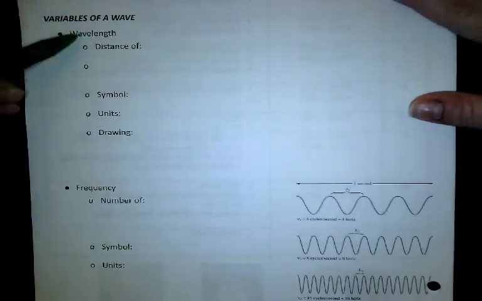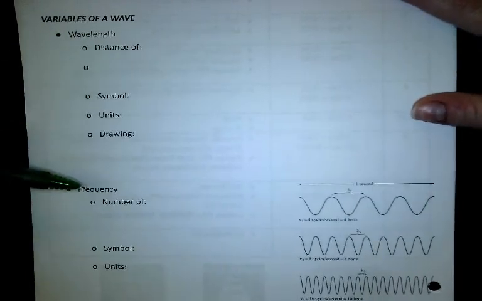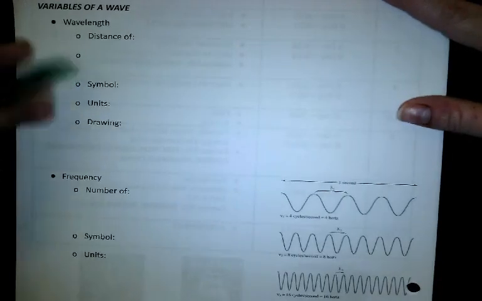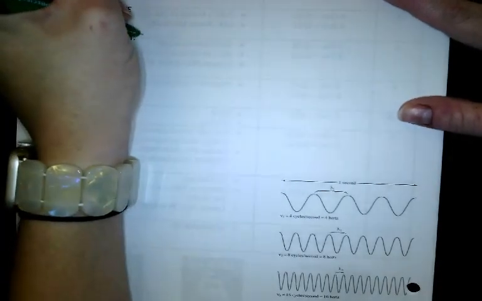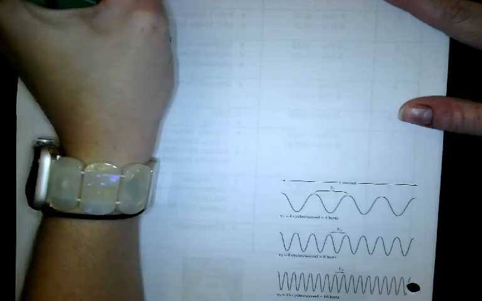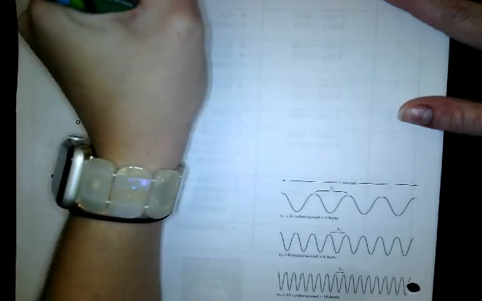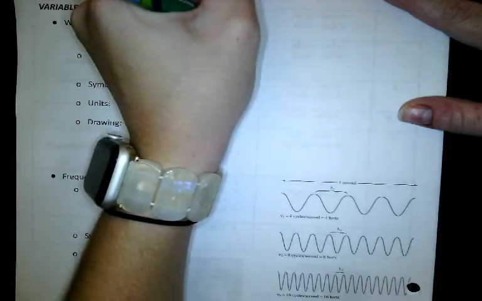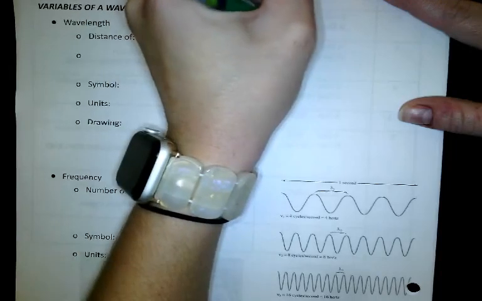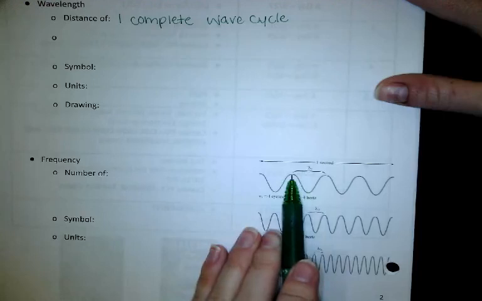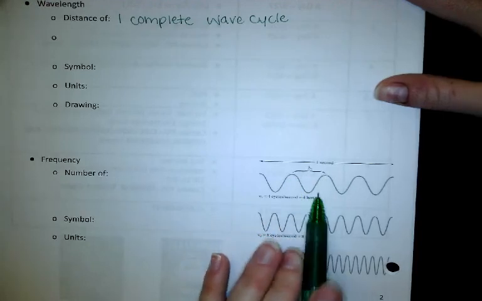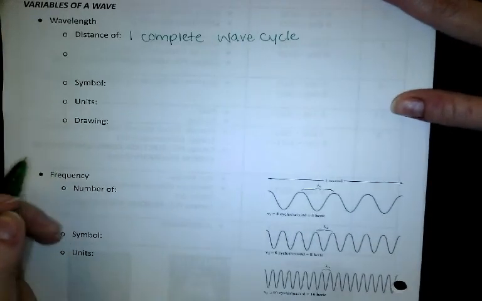Now, first, let's talk about how waves are measured. They're measured using wavelength and frequency. Now, the wavelength is the distance of one complete wave cycle. Okay, one complete wave cycle. So the wavelength is how far apart either crests or troughs are in a wave.